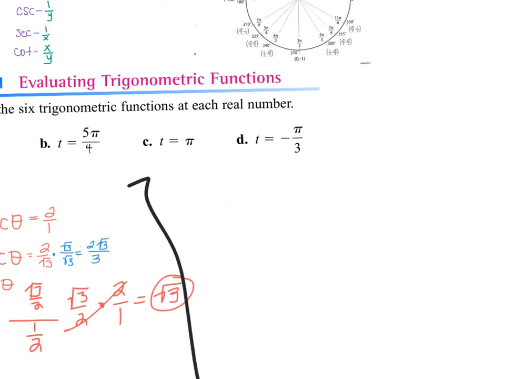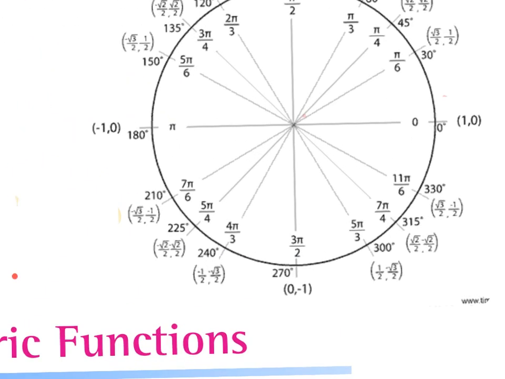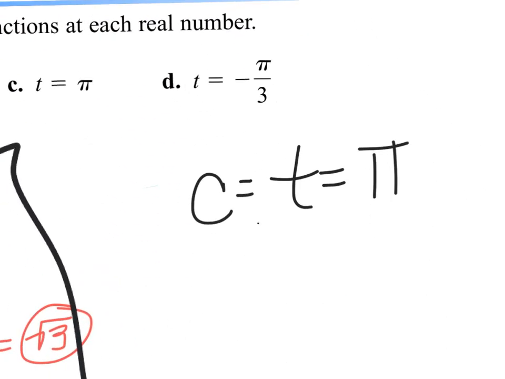My next value that I'm going to look at, C, I'll do it right here. We're talking where t equals pi. Well, on our lovely unit circle right here is pi. So I'm looking at the ordered pair -1, 0. So I have -1, 0. My x is -1, my y is 0.